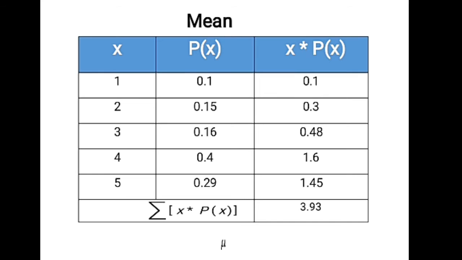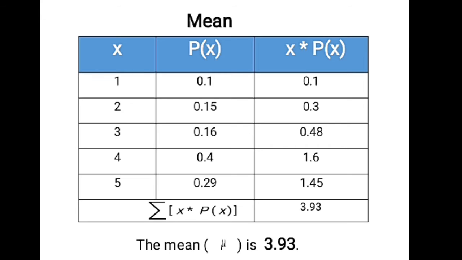We will first find the product of these two. 1 times 0.1 is 0.1, 2 times 0.15 is 0.3, 3 times 0.16 is 0.48, 4 times 0.4 is 1.6, and 5 times 0.29 is 1.45. After this, we add the results. 0.1 plus 0.3 plus 0.48 plus 1.6 plus 1.45 equals 3.93. So the mean is 3.93.